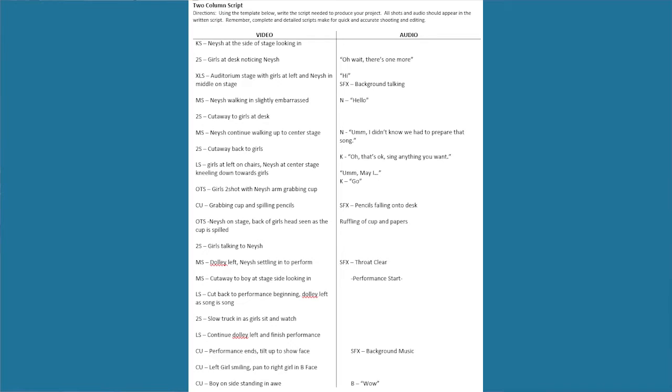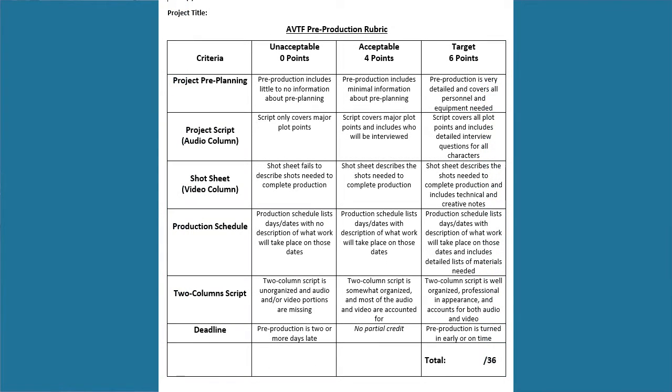Really quickly, before you get started on pre-production, I want you to go ahead and take a look at the rubric, how you're getting graded. I talked about this as I went through it a little bit. The first is project pre-planning. Your pre-production should be very detailed, and you should not leave anything blank. I want to see all the props, all the people involved, all the shooting locations. The audio column, your project script, should cover every plot point. It should have detailed either interview questions or script for all of your characters.